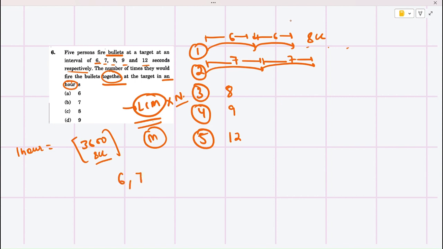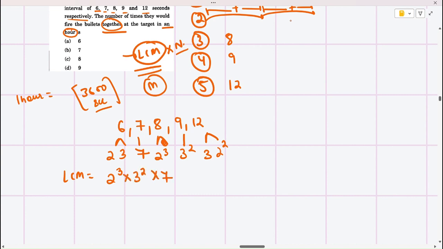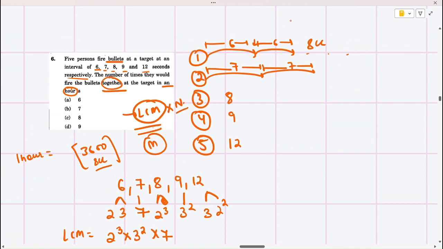So we have 6, then we have 7, then we have 8, 9 and 12. So 6 we can write in the form of 2 multiplied by 3. 7 is as it is because 7 itself is a prime number. 8 we can write in the form of 2 raised to the power 3. 9 can become 3 raised to the power 2, and 12 can become 3 multiplied by 2 raised to the power 2. Then finding out the least common multiple of these numbers, we can write here 2 raised to the power 3 multiplied by 3 raised to the power 2 multiplied by 7. And after multiplying all these, we'll get 504 as the least common multiple.